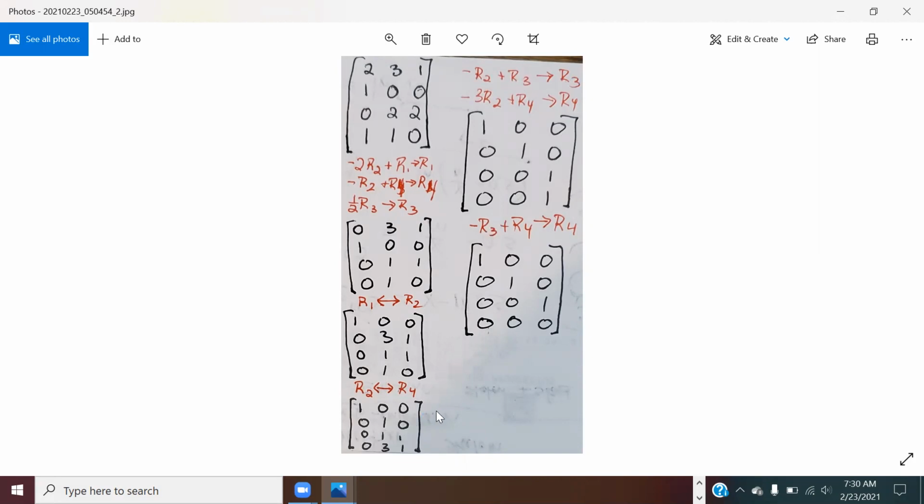Oh, sorry, -3 row 2. In other words, I want to use this 1 over here to get rid of that 3. And -3 times row 2 plus row 4 is going to become a new row 4. So I'm using row 2 to change row 3 and to change row 4, and I wind up having, starting from this point, doing these two operations, I get this, and that, and that. Look at that. Now notice that these two rows are the same, so I'm going to subtract row 3 from row 4 to become a new row 4, and I have this.